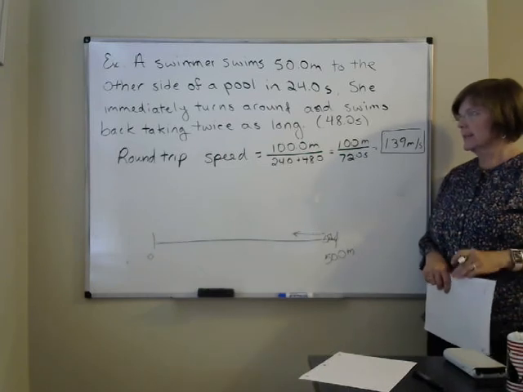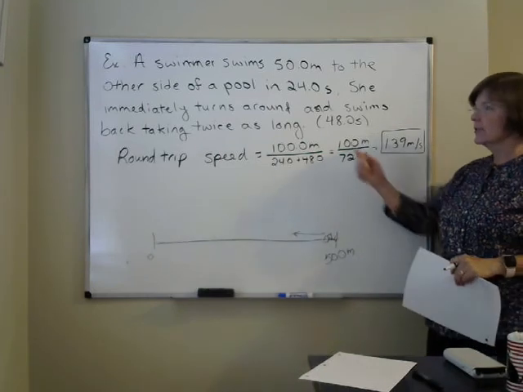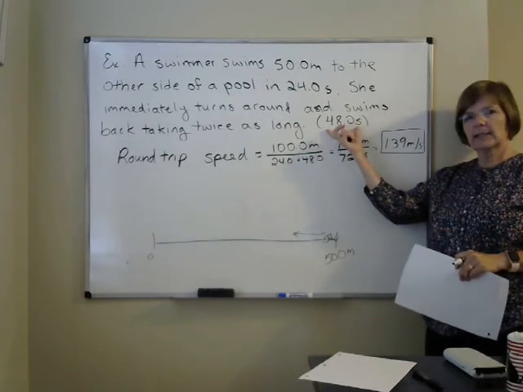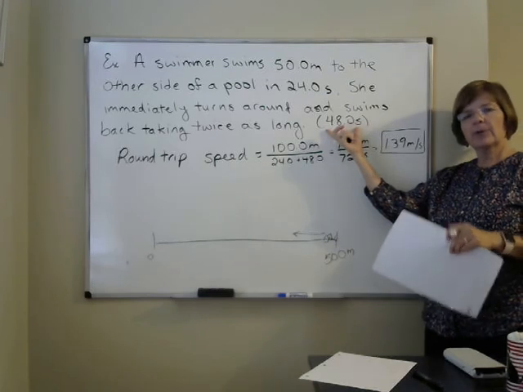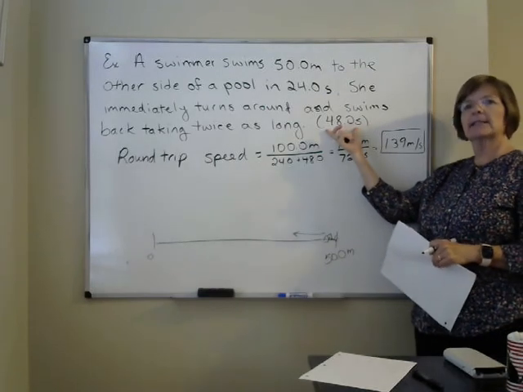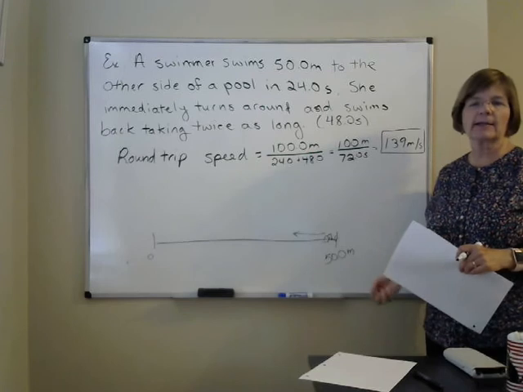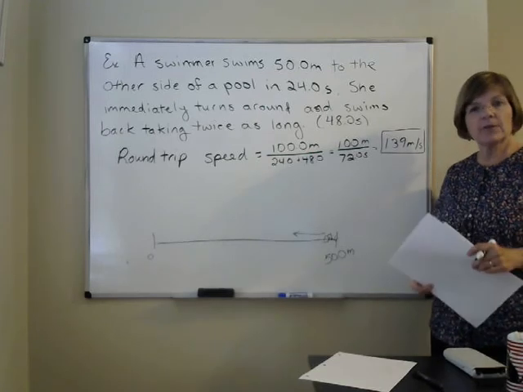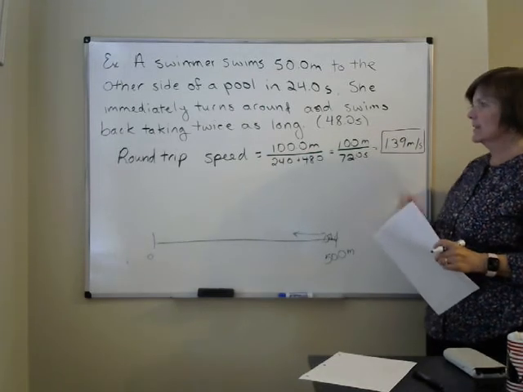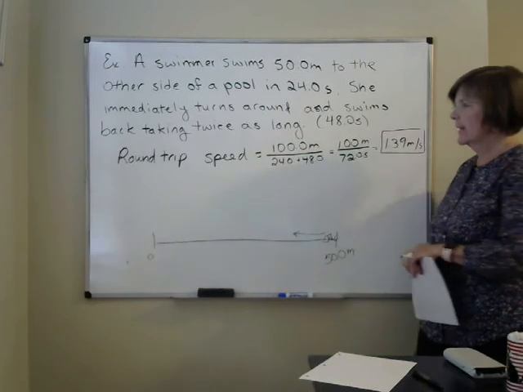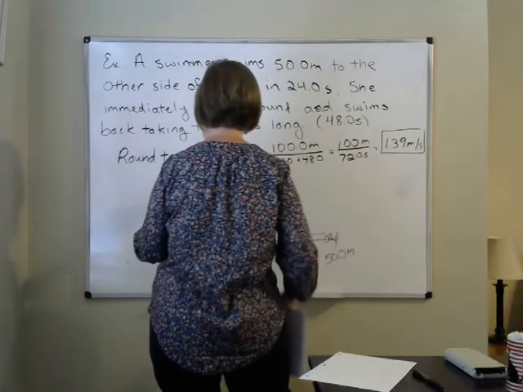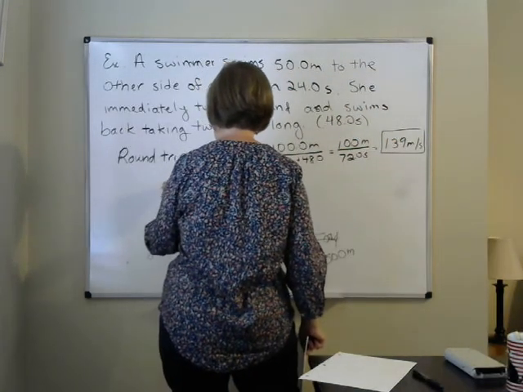The reason is, if we stop and think, she swam slowly for a much longer period of time. In other words, the second lap had a greater effect on the average speed than the first lap because it took twice as long. Now, here's the fun one. What's her average velocity?